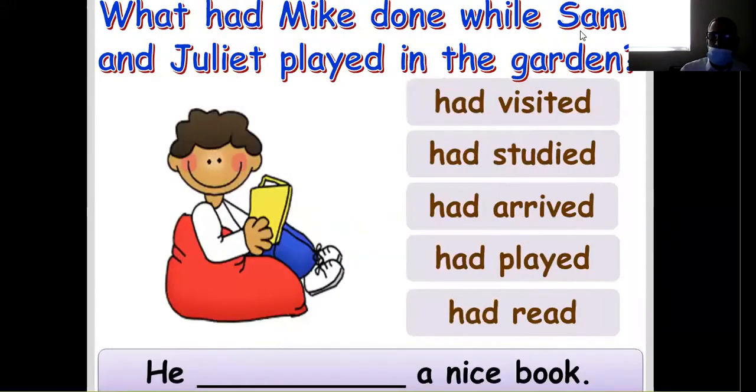What had Mike done while Sam and Juliet played in the garden? Can you choose, Mr. Bakr? Had visited, had studied, had revised, had played, had read. Had read. Why do you pronounce it read? The verb is read. So when I pronounce it, I say read in verb 3, or the past participle. In the past, on verb 3, we pronounce it as read. Yes, good.